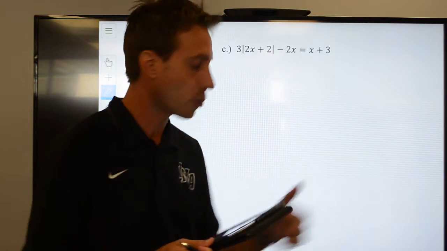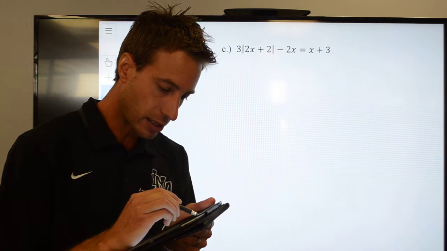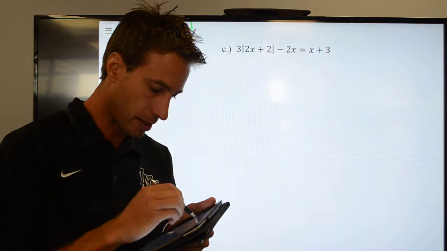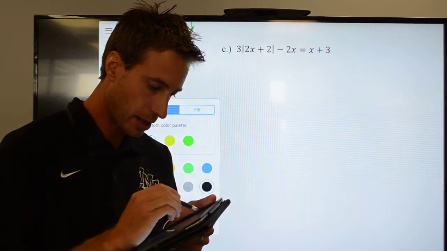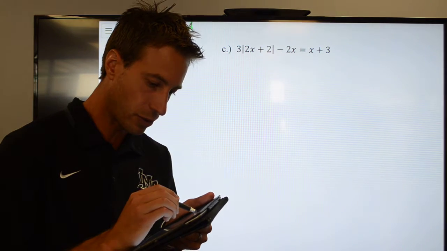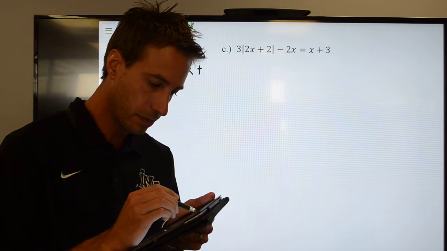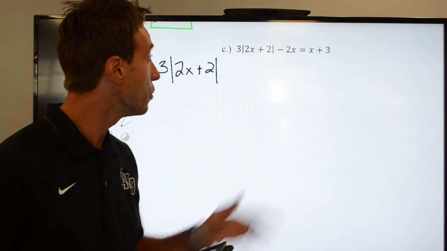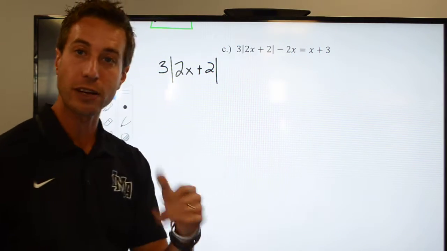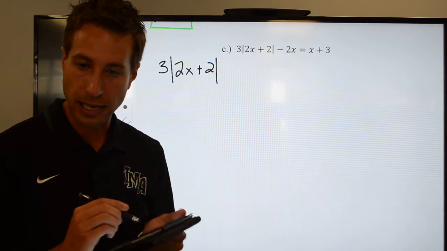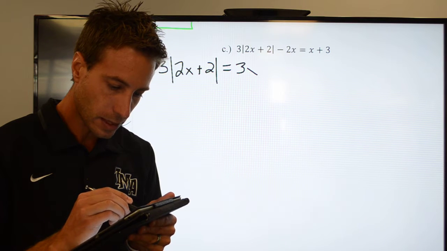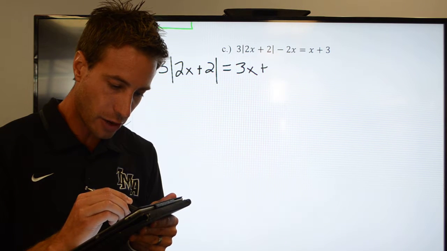I'm going to add the 2x to the other side, which is going to leave me with 3. Slow down here. Make sure my numbers look good so you can read them. So here we go. We're going to have 3 times the absolute value of 2x plus 2. I am moving this 2x to the other side by adding it. There's already an x over there, so x plus 2x is going to give me 3x. And I still have that plus 3 over there.